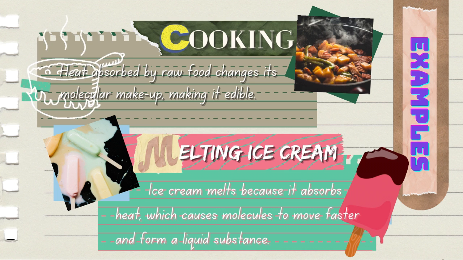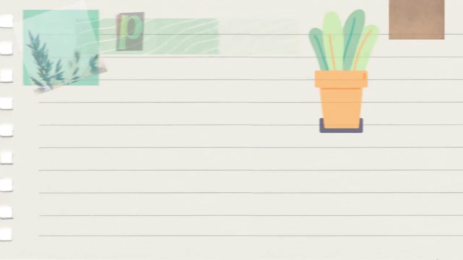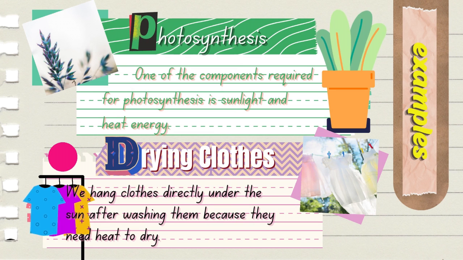Number 4. Melting ice cream. Ice cream melts because it absorbs heat, which causes molecules to move faster and form a liquid substance. Number 5. Photosynthesis. One of the components required for photosynthesis is sunlight and heat energy. Number 6. Drying clothes. We hang clothes directly under the sun after washing them because they need heat to dry.